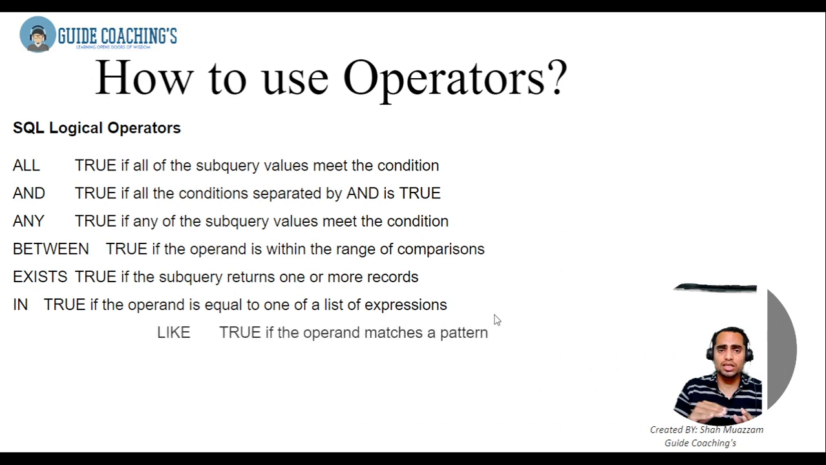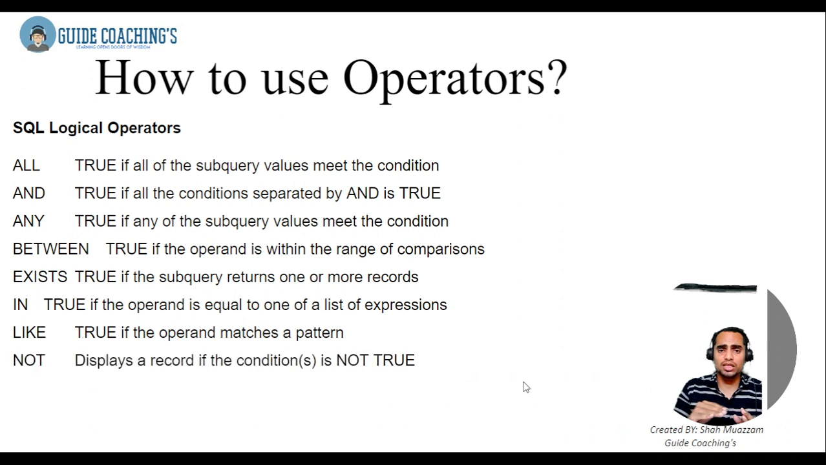Okay, so now we'll see the next one, that is like. We have seen like with wildcard operators. Like is used to match the operand patterns in strings and characters. Basically it is used with wildcard characters, and we can find any particular record. So we will write select star from employee where employee name starts with A or starts with R or starts with V or starts with something. At that time we use like.